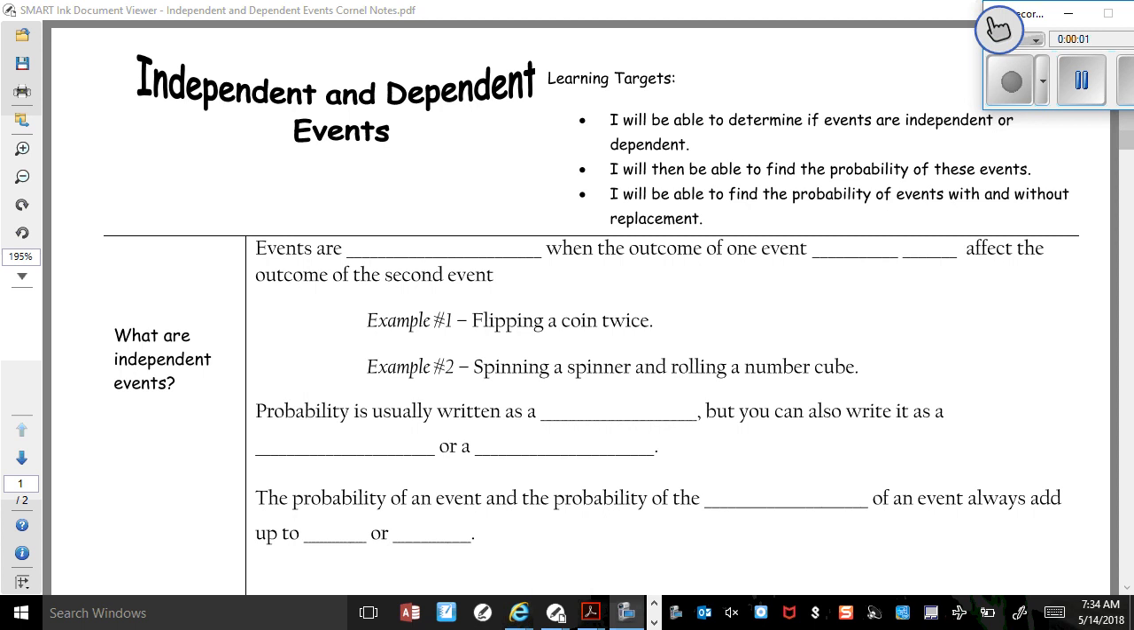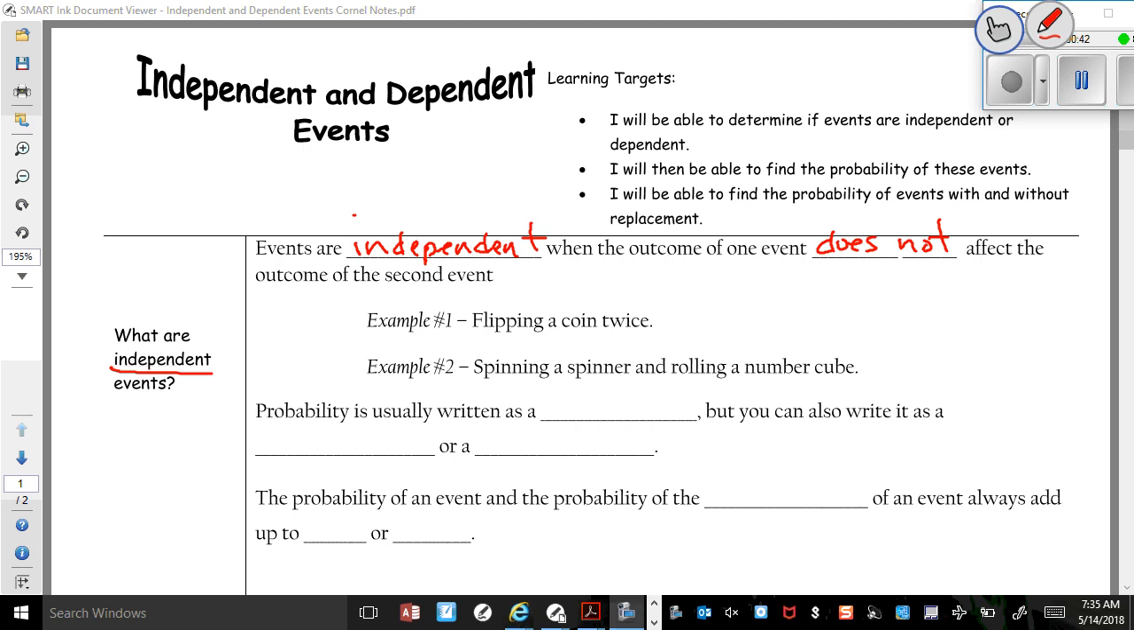This unit is probability, which is something you've already done last year. So we're going to talk about independent and dependent events today. Events are independent when the outcome of one event does not affect the outcome of the second one. In other words, if you flip a coin twice, does what happened on the first one, heads or tails, affect what's going to happen on the second one?